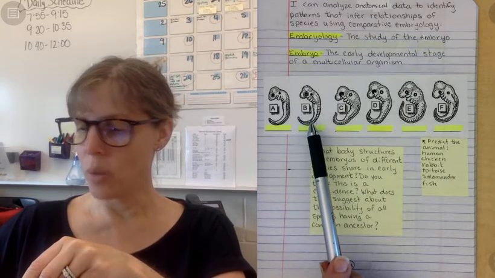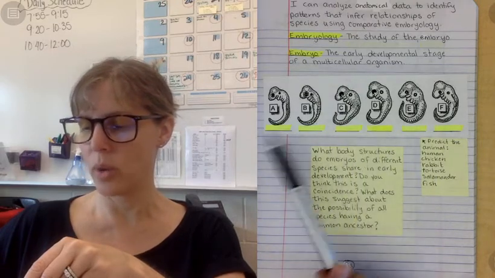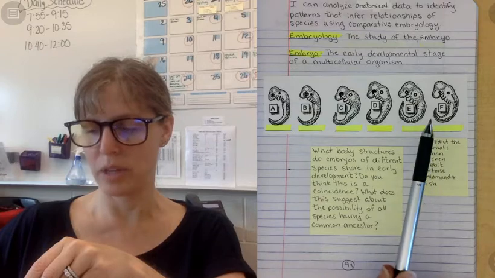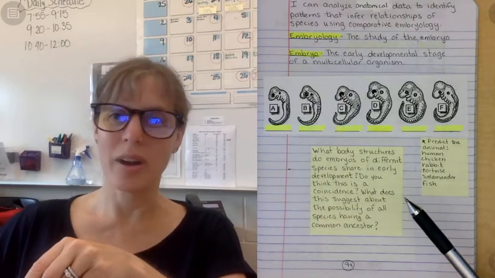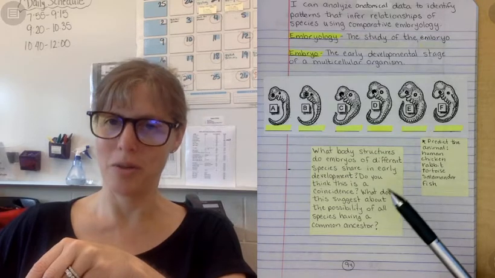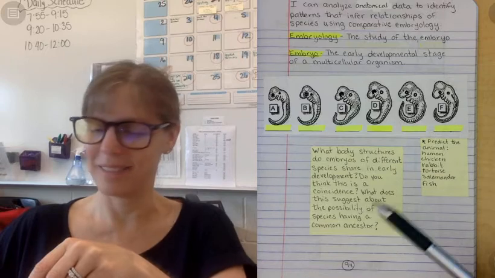Okay, so one of them is a human, one of them is a chicken, one of them is a rabbit, one of them is a tortoise, one of them is a salamander, and one of them is a fish. And hopefully you put those, what you predicted, down there. You can actually Google embryology and you can find the answers, but I'm not going to tell you because it's just more fun that way.